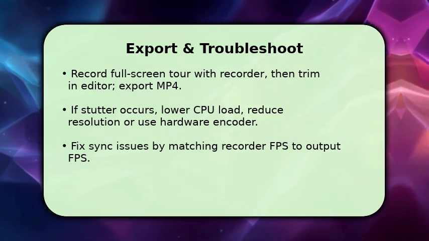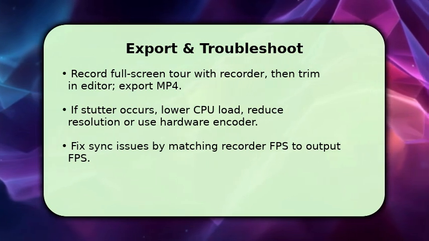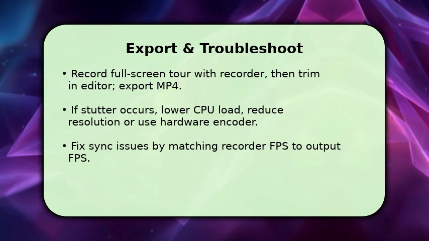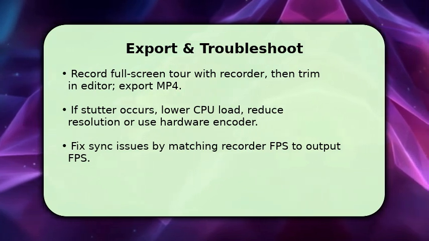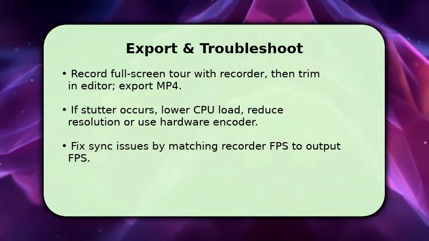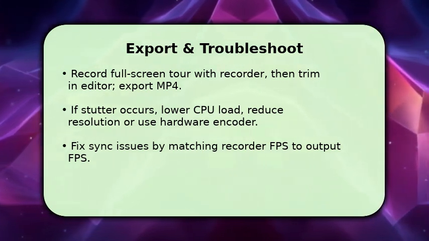If you see stutter, make sure other apps are closed, switch to hardware encoding, or drop to 720p temporarily to ease CPU load. Also double-check recorder FPS matches export FPS to avoid timing drift. If audio sync drift appears, remove audio and add a separate narration track, record.